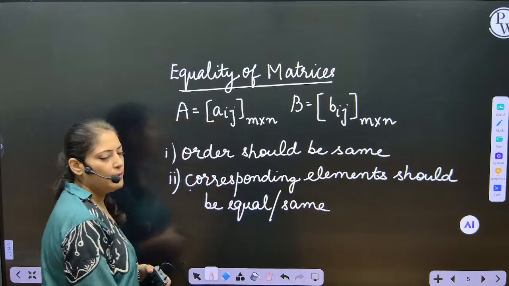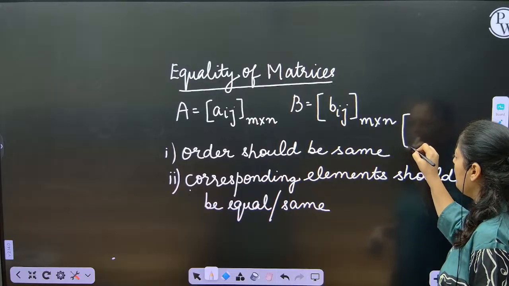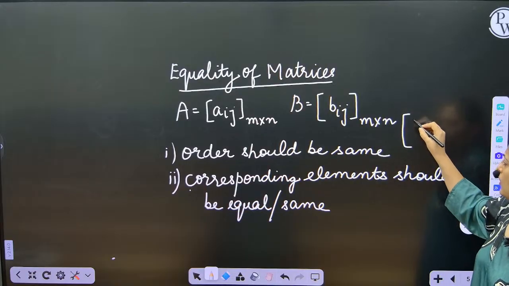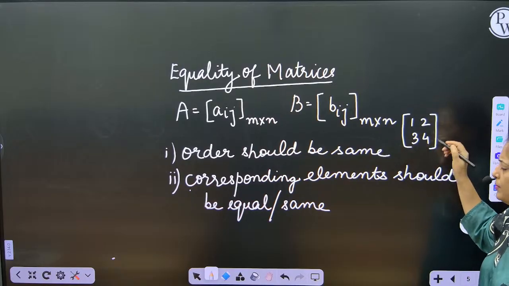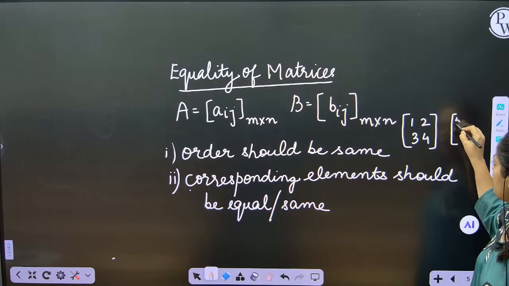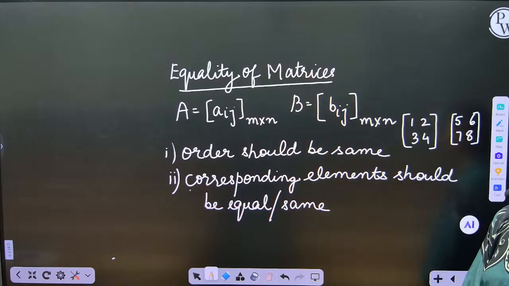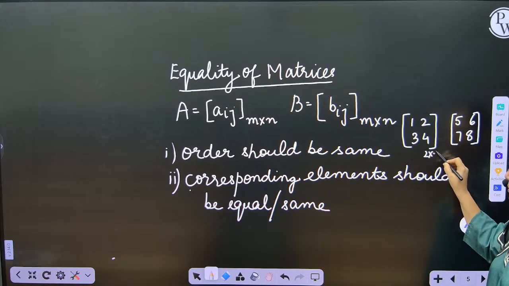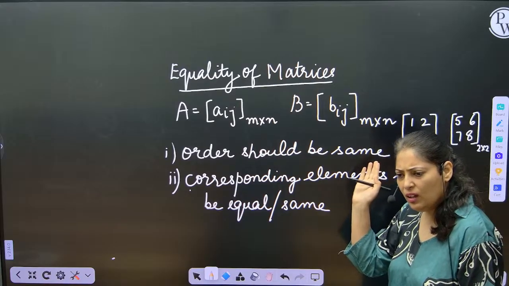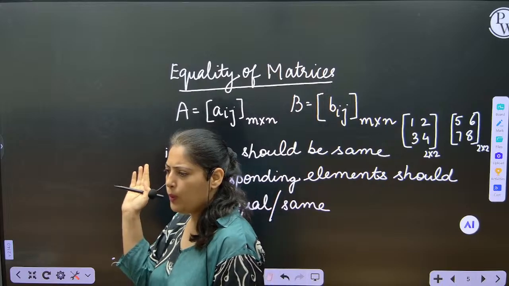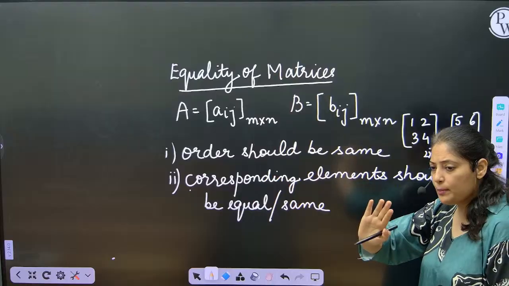Now what does it mean? First condition means, suppose I'm taking a matrix 1, 2, 3, 4. Order is 2 cross 2. Another matrix if I am taking as 5, 6, 7, 8. Order is 2 cross 2. Are these two matrices equal? No. So if one condition is satisfied, we cannot say the matrices are equal.